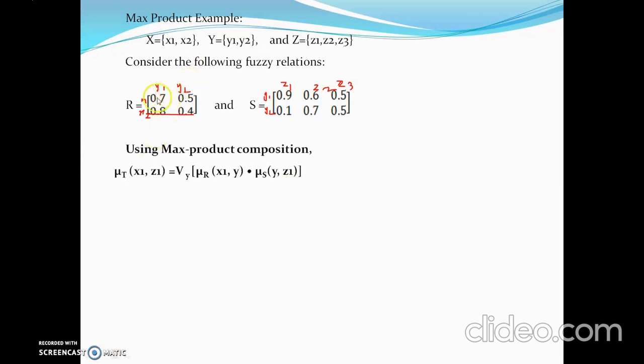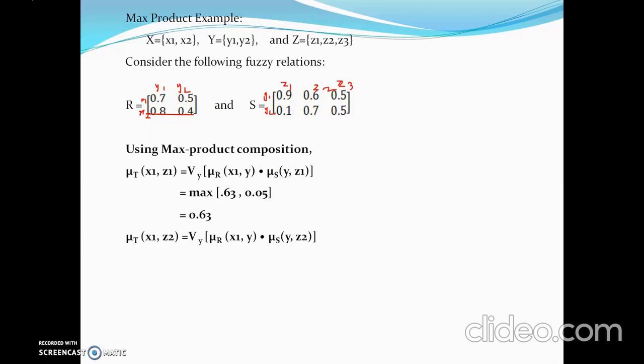First we take this X1, X2 to this Y1, Y2 of Z1. How to do this one? We have to multiply this. 0.7 into 0.9, the value will be 0.63. 0.5 into 0.1, the value will be 0.05. Maximum value from these two is 0.63. Take the same row again for the second column. Multiply this 0.7 with 0.6. The value will be 0.42. 0.5 into 0.7, the value will be 0.35. So the maximum value from these two is 0.42.